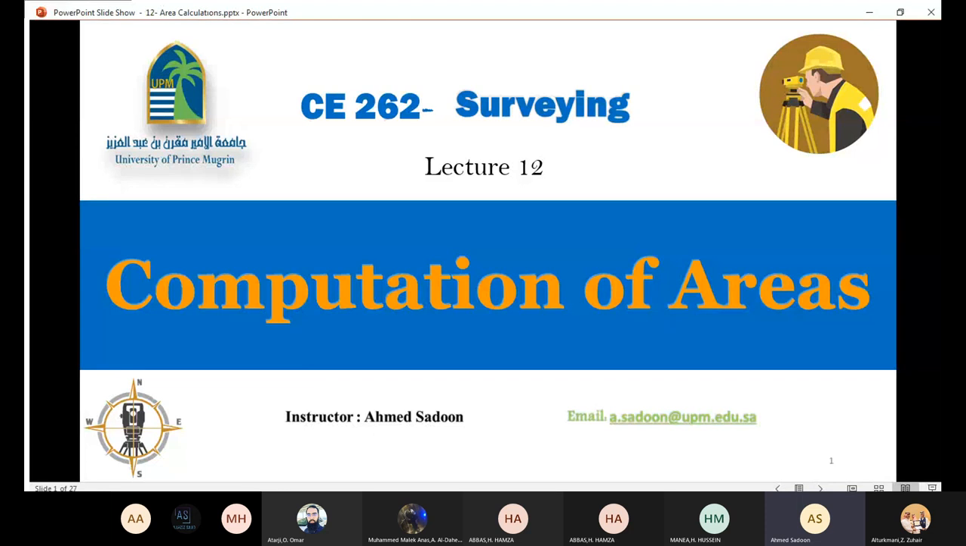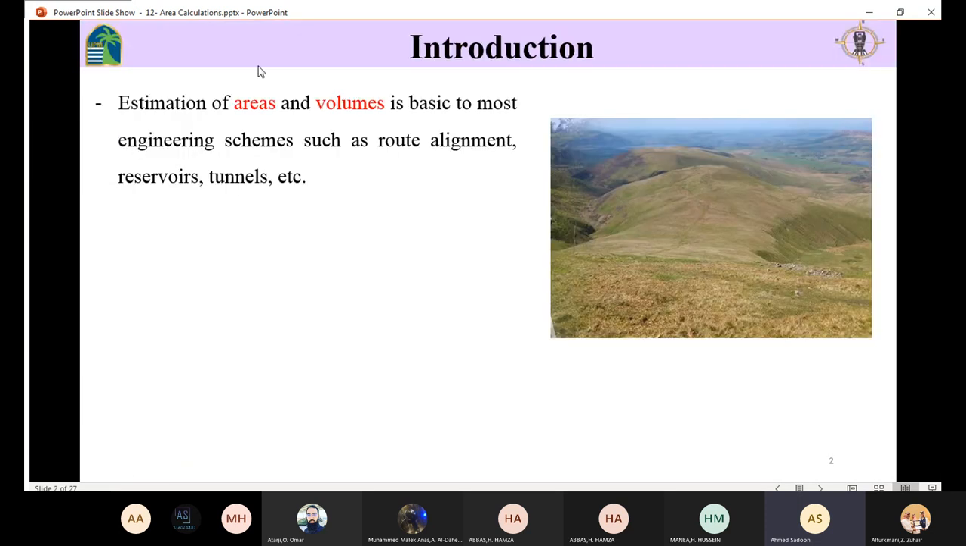Today's lecture, we are going to talk about computation of areas. Determining the area is a very important process in civil engineering, and many things on the project depend on the computation of the areas. Estimations of areas and also volumes is basic to most engineering schemes, such as road alignment, reservoirs, tunnels, etc. So many engineering projects depend on the estimation of the areas and the volumes.